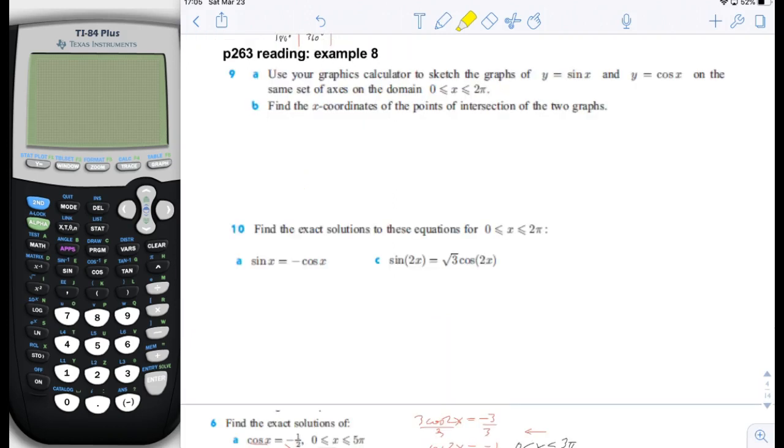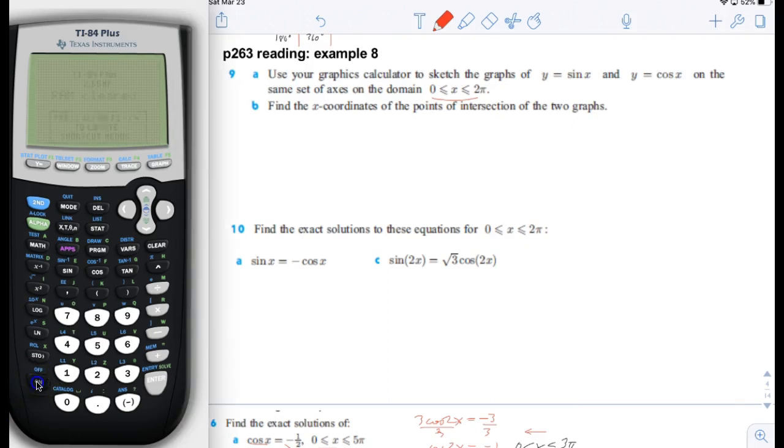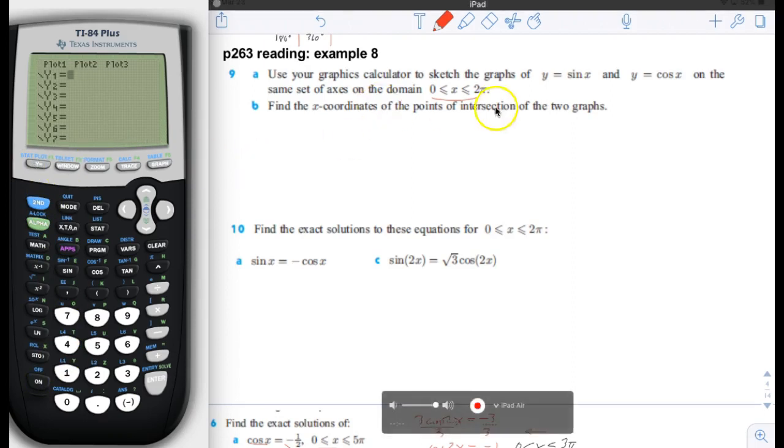Number 9, it says, use your graphics calculator to sketch the graphs of y equals sine x and y equals cosine x on the same set of axes on the domain between 0 and 2 pi. Okay, that's easy. Okay, let's put sine x and cosine x on the same set of axes. Oh, and by the way, we want to be in radians because it uses radians here. So we'll say mode radians.